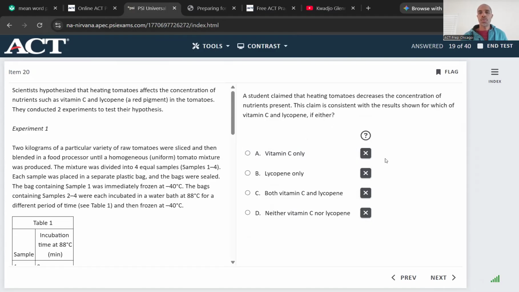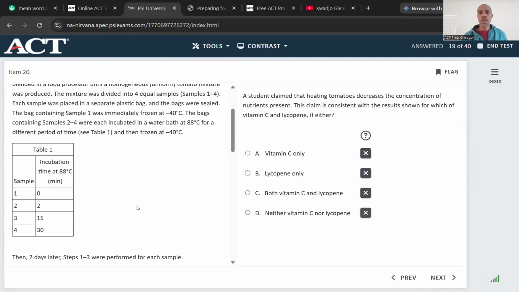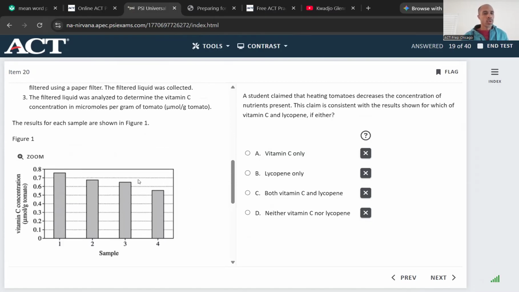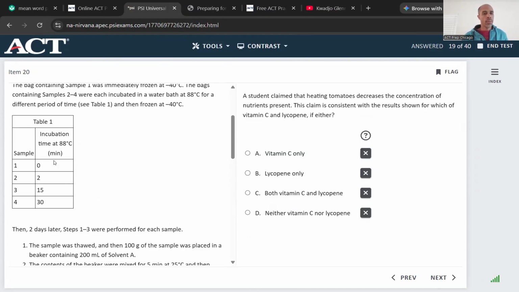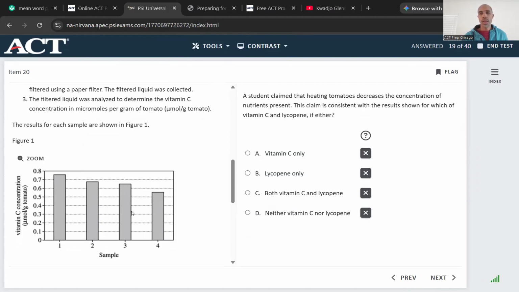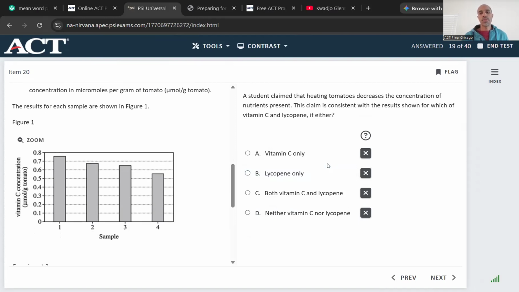This claim is consistent with the results shown for which? So heating tomatoes decreases the vitamin C or the lycopene. You added more heat as you went from 1 to 4. Did that decrease the vitamin C? It did, because the frozen ones had the highest concentration of vitamin C, and as you added more heat, going from 2 to 3 to 4, you got decreased vitamin C levels. So it did decrease vitamin C.